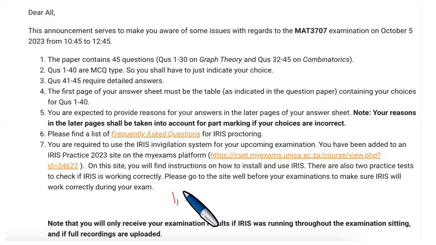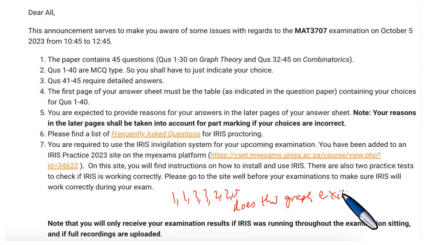There was like a 1, 1, 3, 3, 2, 2, 5. And the question becomes, does this graph exist? Okay, does this graph exist? And then what do you do? What is the first thing that you need to do? Because these are the kinds of questions. This was amongst the first. But now, obviously, these are degrees of vertices. This is called the degree sequence, for example.